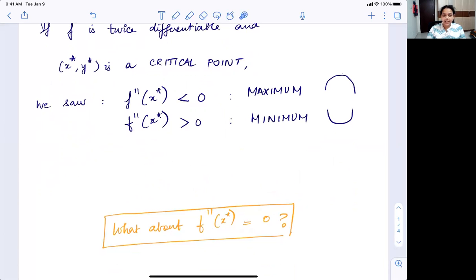Well, the answer is that we'll have to fall back on the first derivative test to actually characterize these points. We won't be able to use the second derivative test when f double prime is also 0. So let's look at a few examples to see a few different cases where the second derivative is 0 and the first derivative test helps us classify and categorize these critical points. So let's look at the first example.